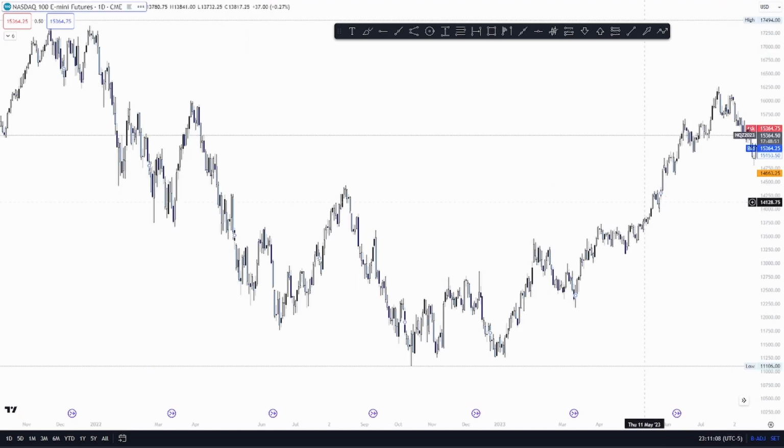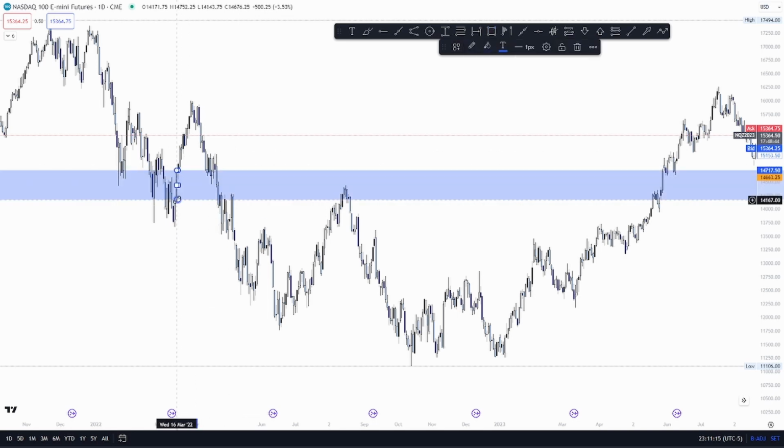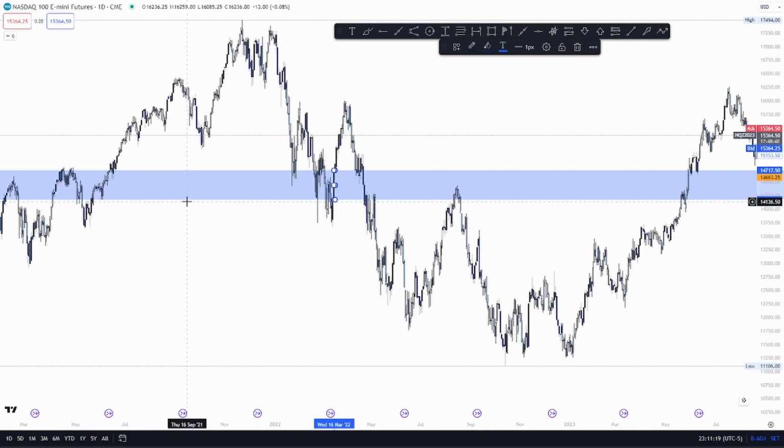Now let's find an example on the daily time frame. So if we come here on the daily time frame of NQ, we can see something clear as day. Instantly pops out to us, right? So here we go. We have another price action zone.